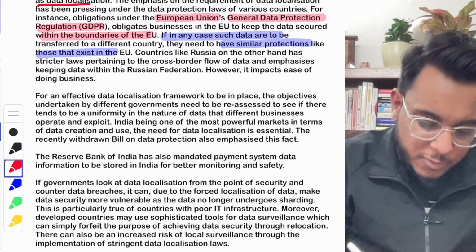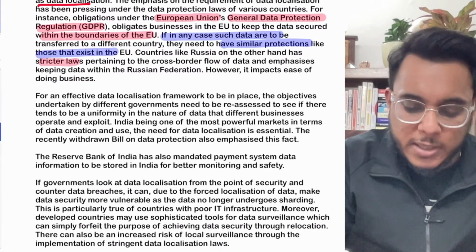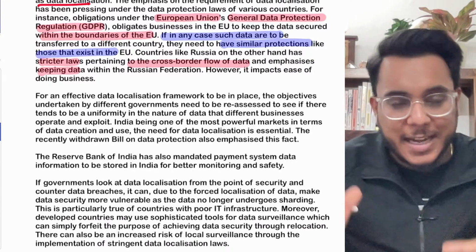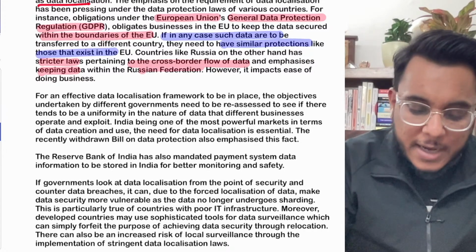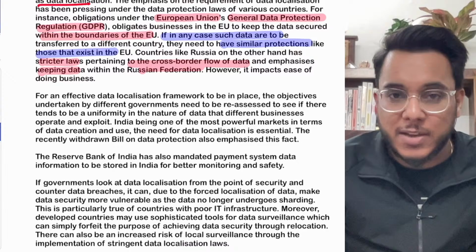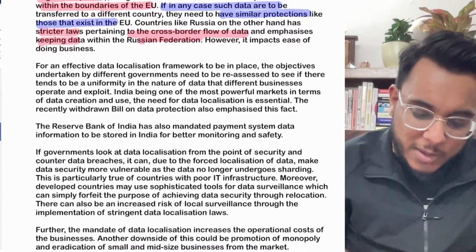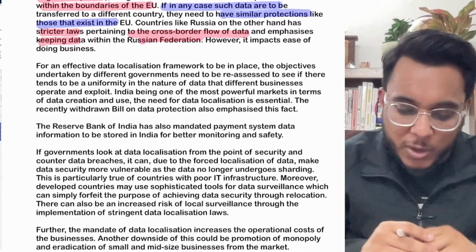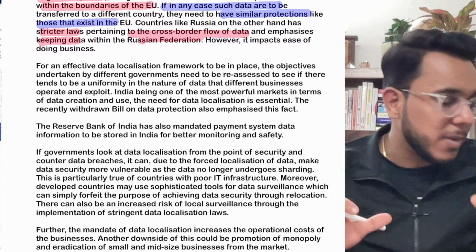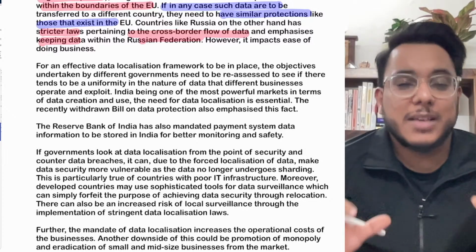Now Russia has one of the strictest laws with respect to the cross-border flow of data. They emphasize that every piece of data being generated in Russia needs to be stored within Russia only. It cannot be taken anywhere. Fine. Now I told you that as this data localization goes on, there will always be impacts, in terms of how the businesses are going to react.